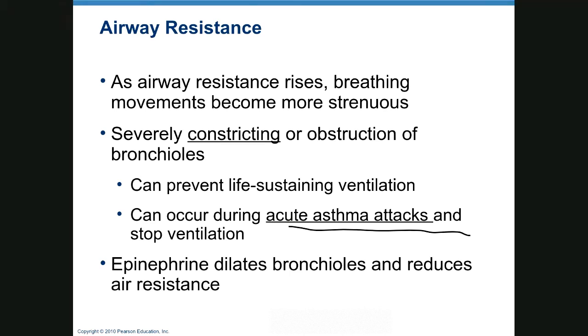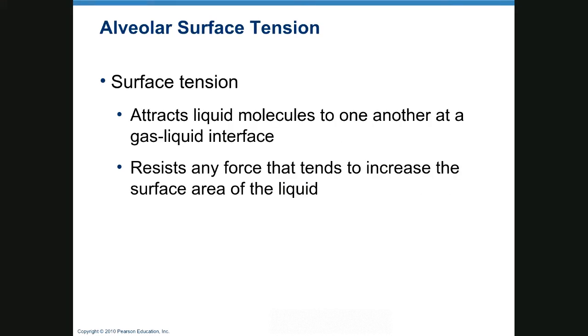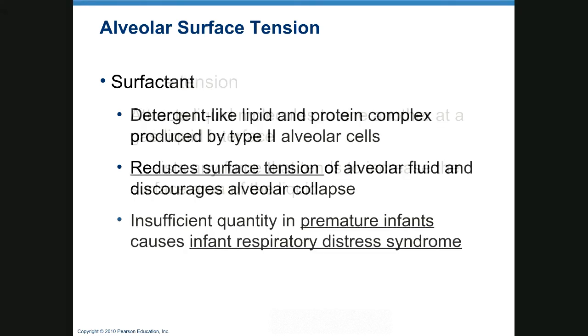Epinephrine dilates bronchioles and therefore decreases air resistance. Alveolar surface tension: liquid molecules are attracted to each other and to surfaces. So this resists any kind of force that tends to increase the surface area of the liquid. So it's a resistance to respiration. And that's why we have surfactant.